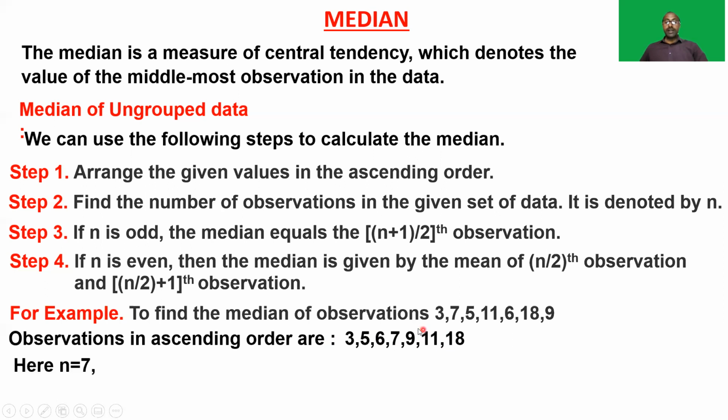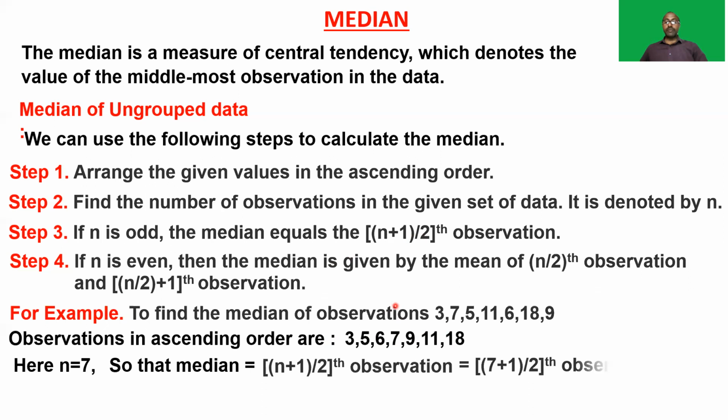So the median is (n plus 1) by 2th observation. That is 7 plus 1 by 2, which is equal to 4. That is, the fourth observation is here the median of given ungrouped data. So in these values, the fourth observation is 7. So 7 is the median of this ungrouped data.